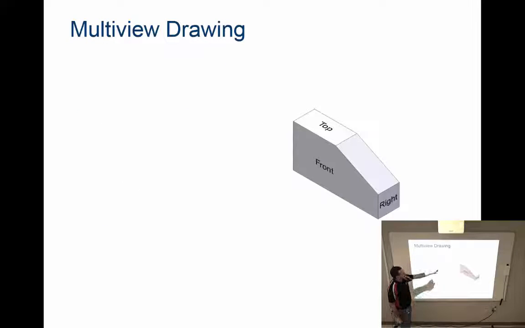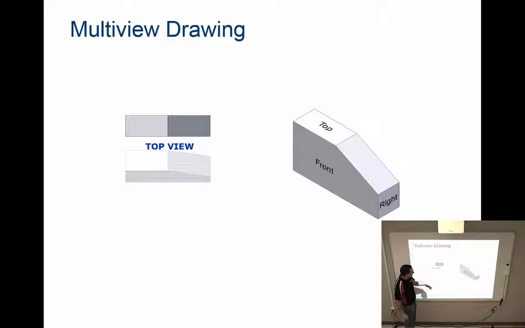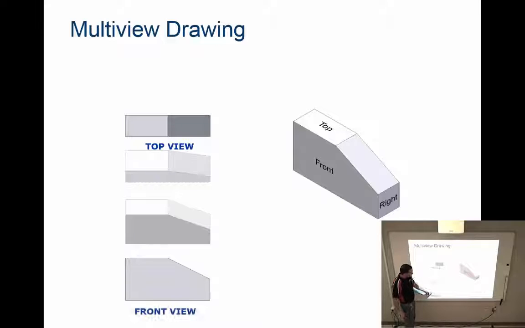If this is the object that we were creating a multi-view drawing for, my top view would be the view of me looking directly down on this object. So a perpendicular view of this object looking directly down. This would be what I see from the top. If I were to take that object then and rotate it 90 degrees, I get what I would see from the front of the object. So my view looking directly at the front, and then rotate it again, I get the right view.